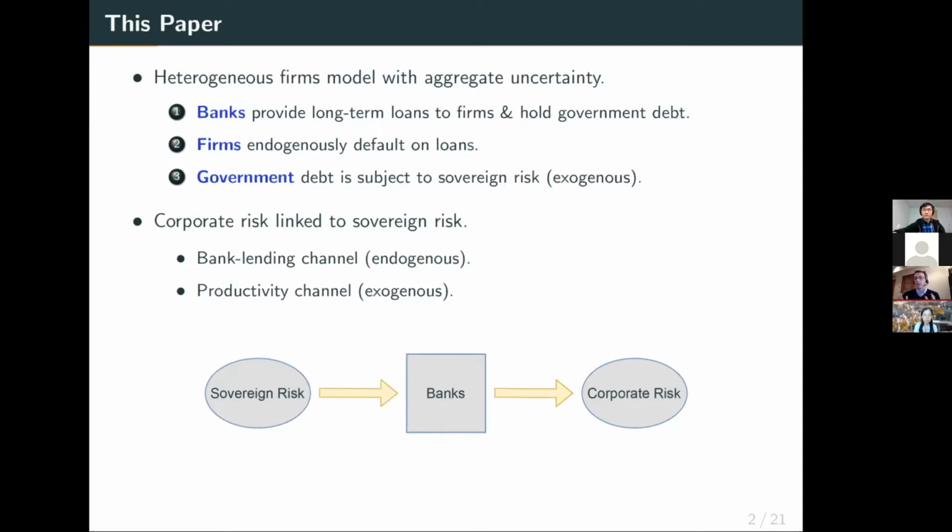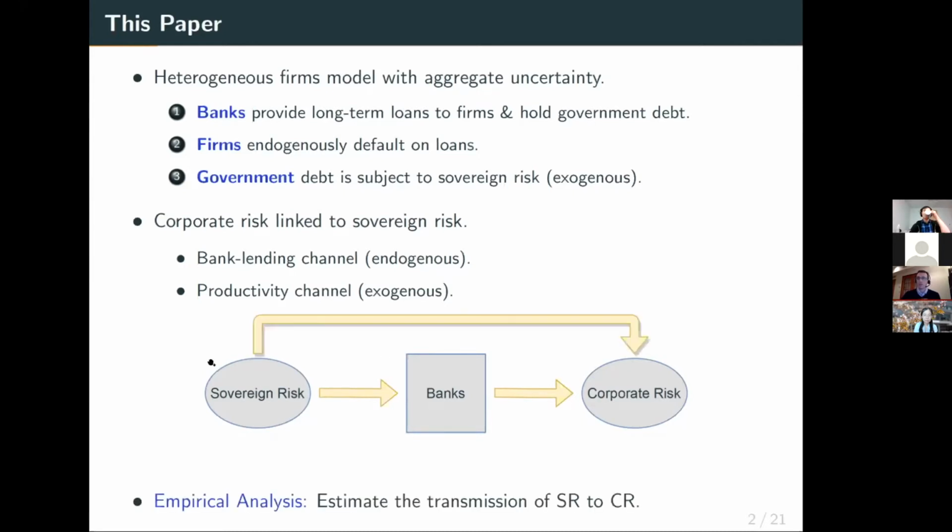Now, on top of this, of course, this is only one channel. You may think, well, there are many channels through which sovereign risk could have an impact on corporate risk. For example, there may be a trade channel or a fiscal channel that has already been discussed and analyzed in the literature. All those channels are going to be captured in a reduced-form way through lower productivity of the firms upon a sovereign default. The idea is that if the government defaults, the productivity of the firm will be lower. That is this direct link that you have here.